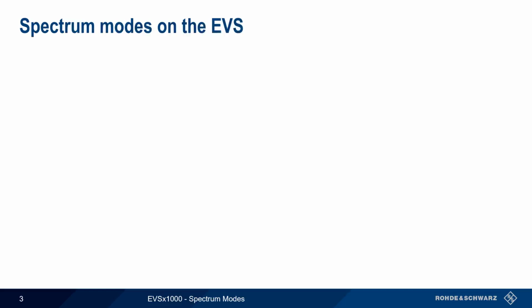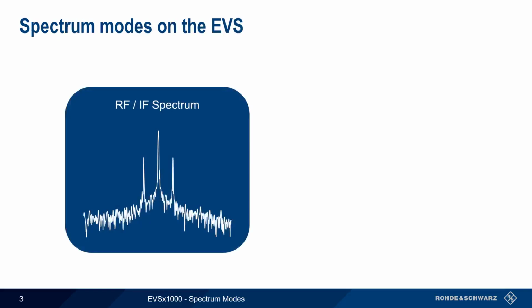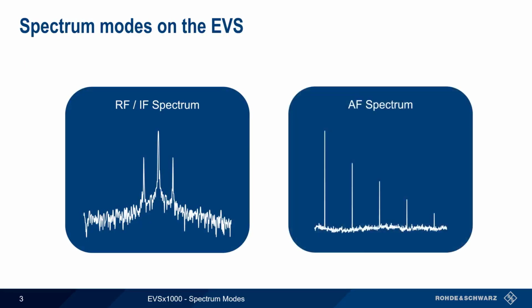The EVS1000 supports both RF and IF, as well as AF or audio frequency spectrum analysis. RF and IF are primarily used to look for noise and interference, while AF is most often used to check for distortion products, such as harmonics. The functionality and configuration of these three modes are essentially identical, so we'll cover all of these modes together in this presentation.